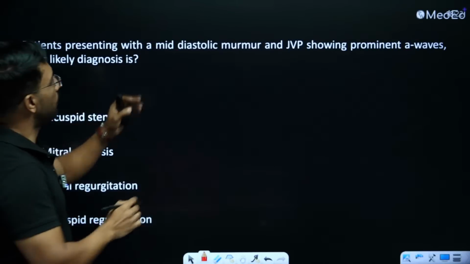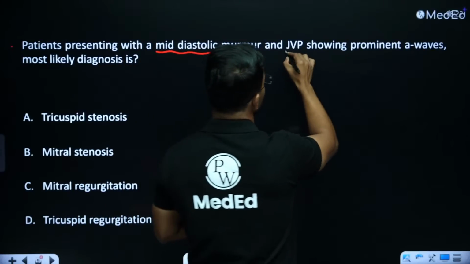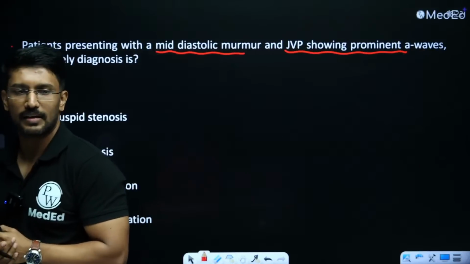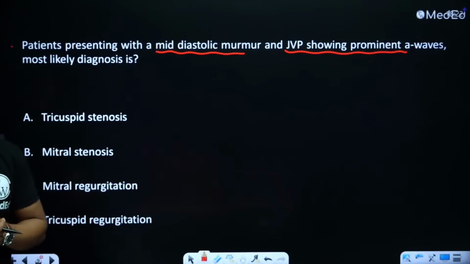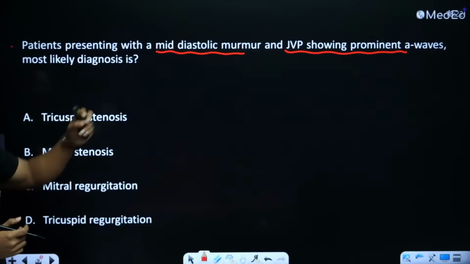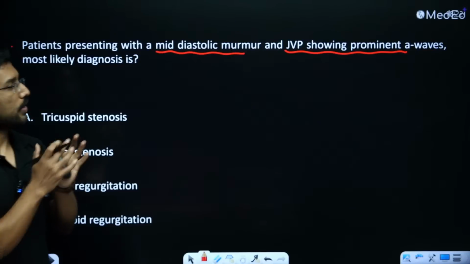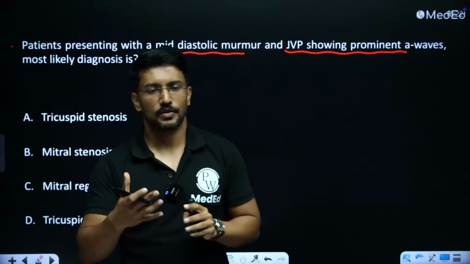Patient presenting with mid-diastolic murmur and JVP showing prominent A waves. What is the most likely diagnosis? Anybody trying to give an answer? The patient presented with mid-diastolic murmur and JVP shows prominent A waves. Okay, well, prominent A waves on the JVP indicate what?